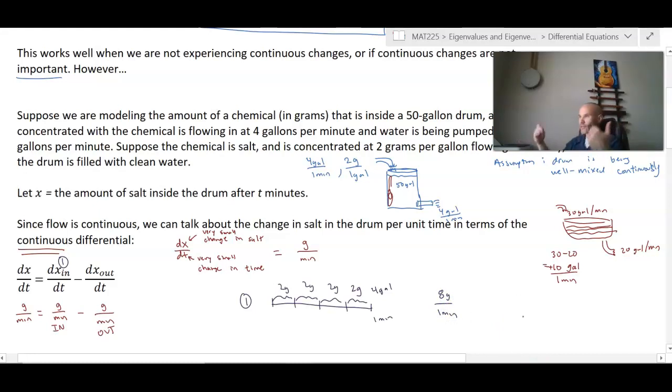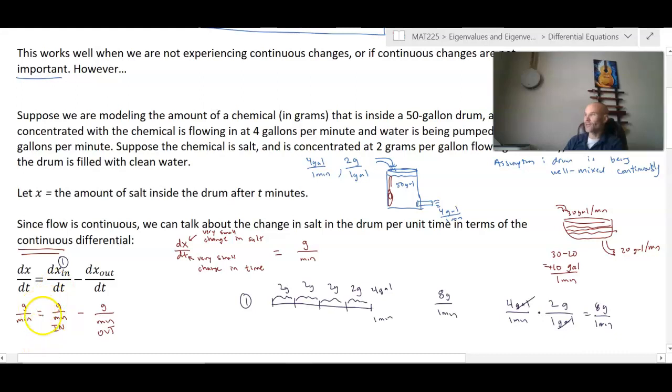Okay, that's kind of the intuitive form of how we can think about this. The other way that we can think about this is by doing a unit analysis or dimensional analysis. If I have 4 gallons every 1 minute, and I multiply that by 2 grams per 1 gallon, then gallons cancel out. 4 times 2 is 8, and I get 8 grams per 1 minute. Okay, that is my rate in.